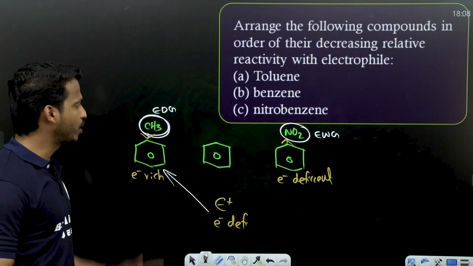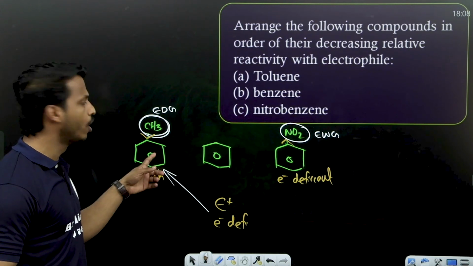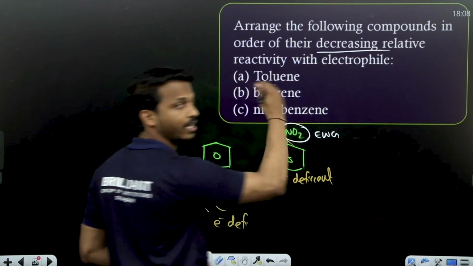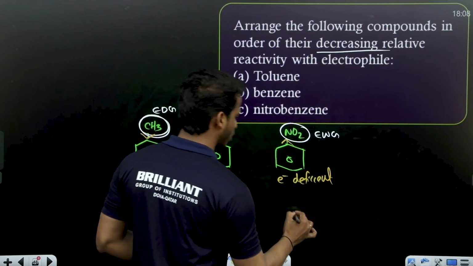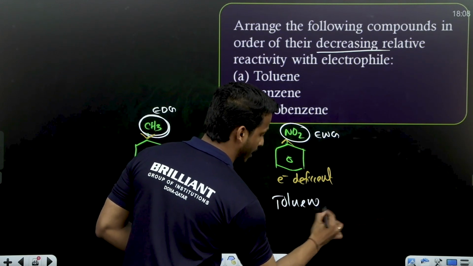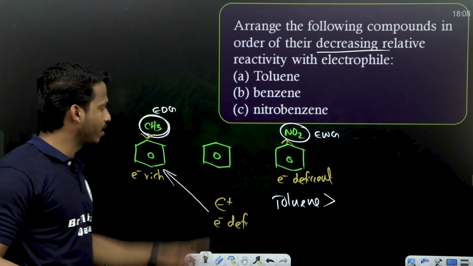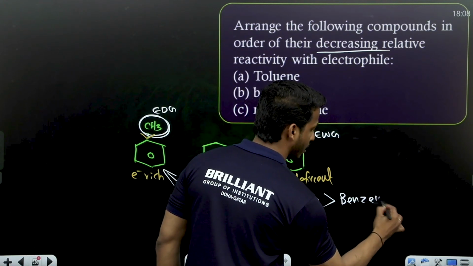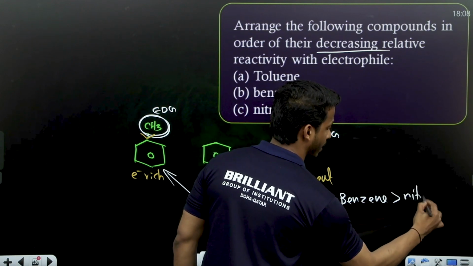That's it. So, which will undergo reaction faster, dear all? Toluene undergoes reaction faster. They said to arrange in decreasing order of reactivity. So, toluene is the most reactive. After that, which one? Benzene. Okay, after that benzene and then nitrobenzene.